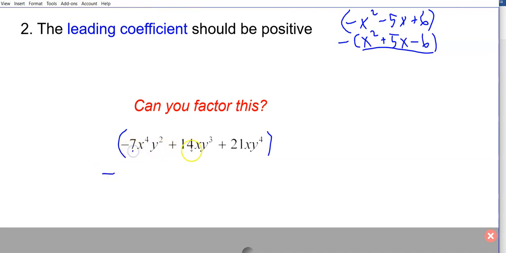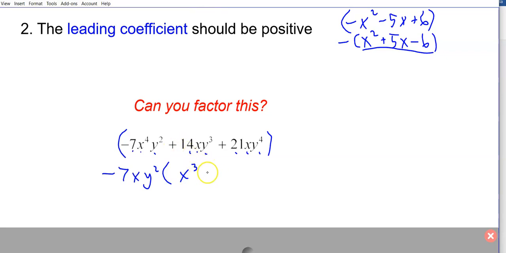If I look at just the numbers, 7, 14, and 21, I can take out a 7. If I just look at the x's, I have x to the fourth, x to the first, x to the first. I can take out 1x because that's what's in common to all of them. It's a common factor. Y squared, y to the third, y to the fourth. There's at least 2 y's in everything, so y squared. So this would be x to the third, just x to the third, right?